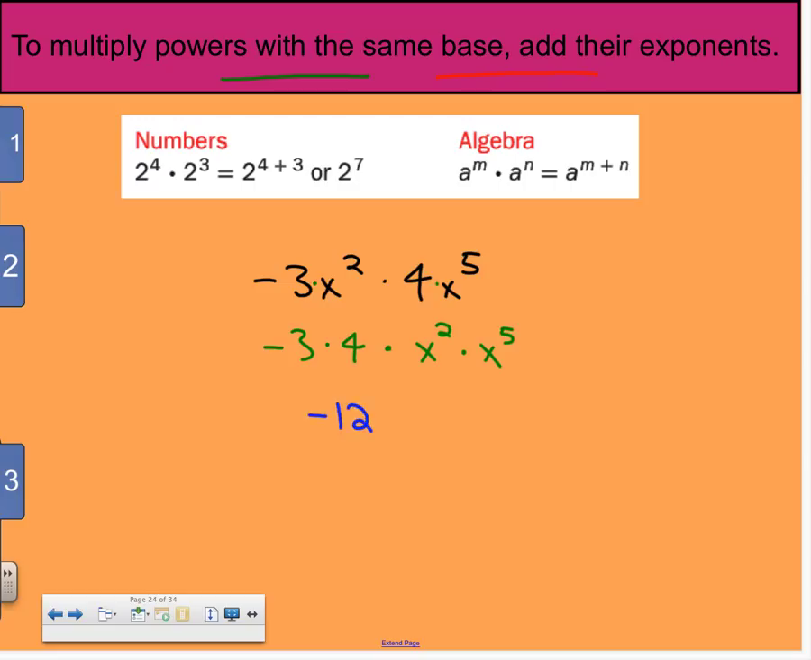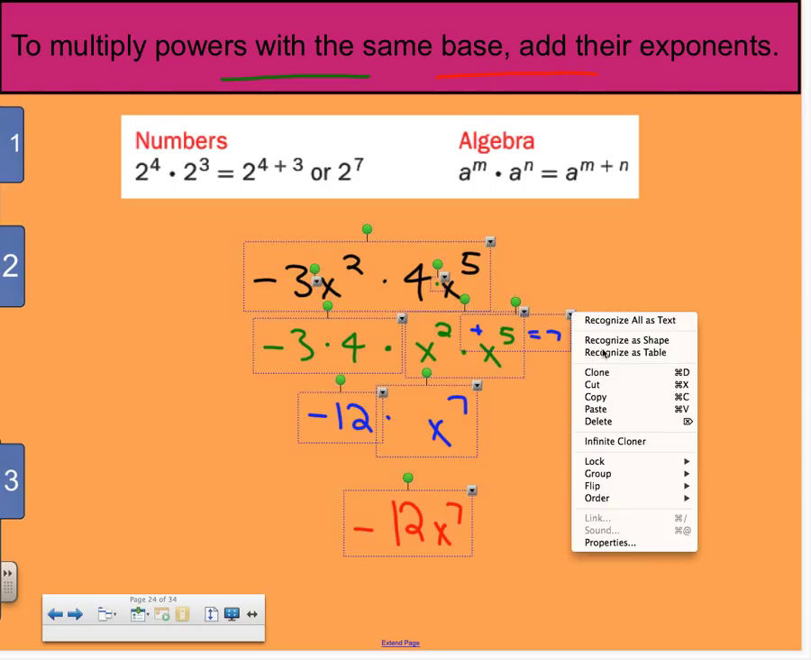Over here, we do the same thing we've always done. I've got the same base, and I'm going to add the powers because those bases are being multiplied. So 2 plus 5 equals 7. So I have x to the 7th power. And I can simply rewrite that as negative 12x to the 7th power. Once again, when your variables do have coefficients in front of them, separate them, multiply the coefficients together, and make sure you put it all back together at the end.